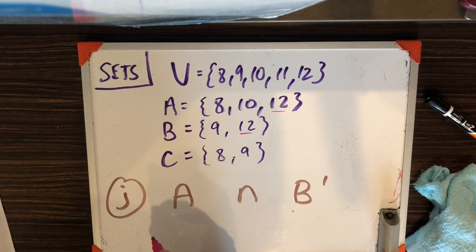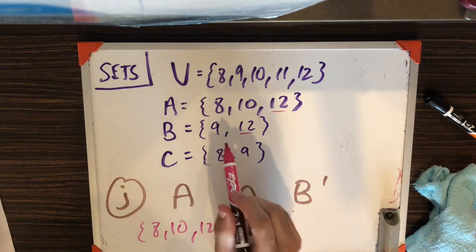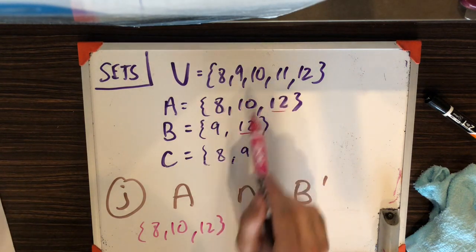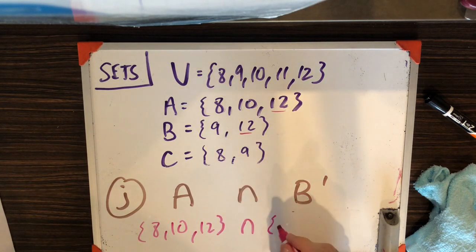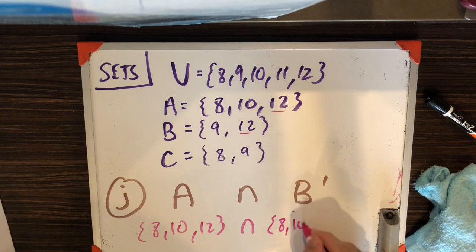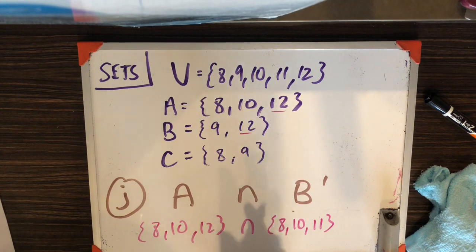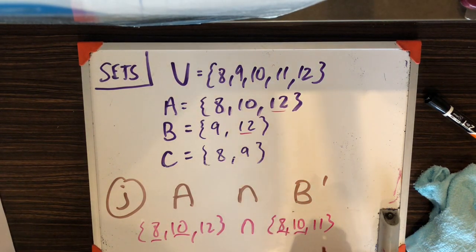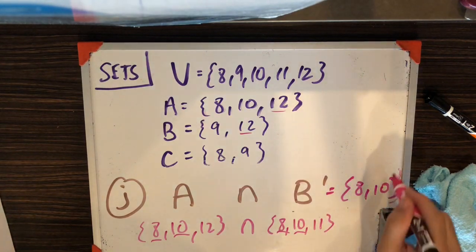All right, for J, we have set A, which is 8, 10, and 12. Intersection B complement. Okay, so what was mentioned in your universal set, but not mentioned in your set B? Okay, that would be 8, 10, and 11. Okay, so what's the intersection? What do these share in common? Okay, that would be 8 and 8, 10 and 10. So for this answer, it should be just 8 and 10. Okay, so that's your answer.